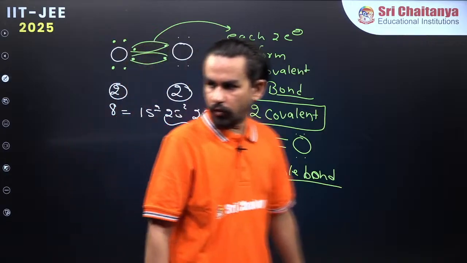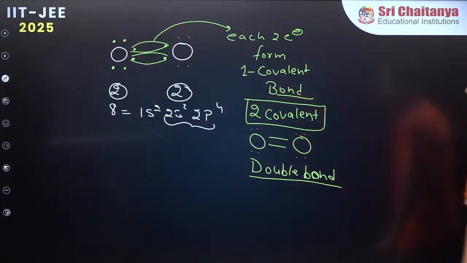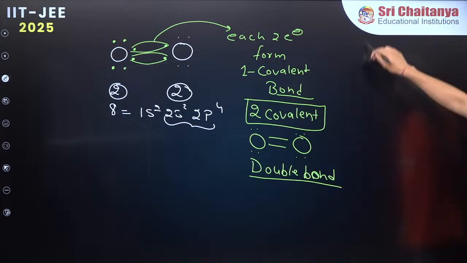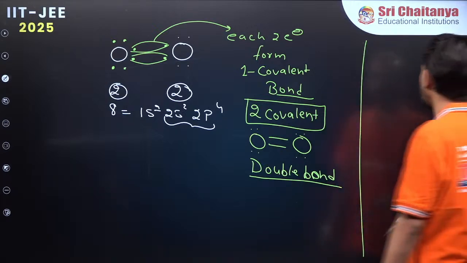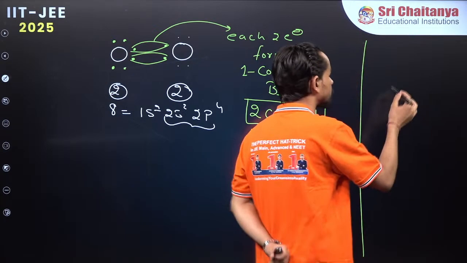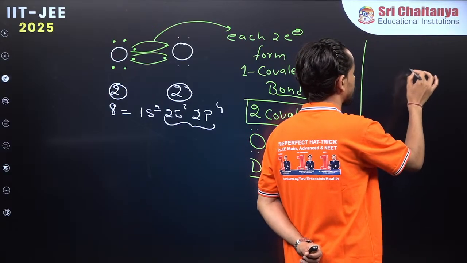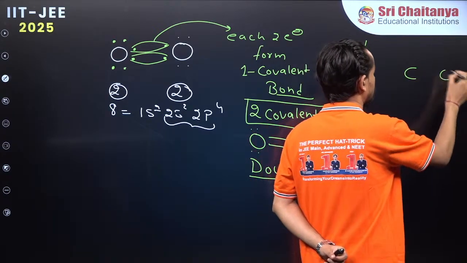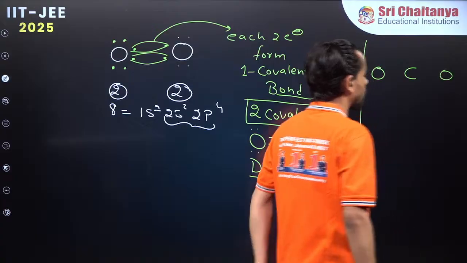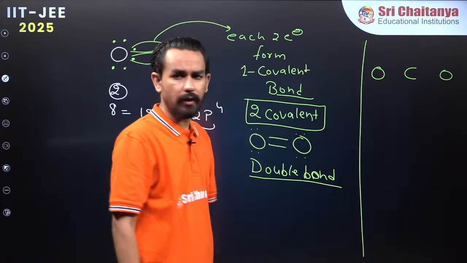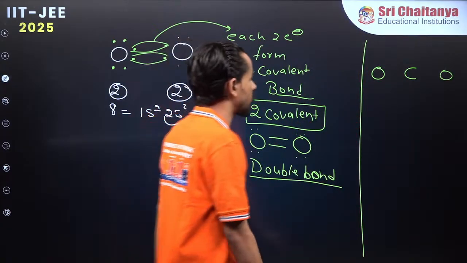I think that's it. Anybody has any kind of doubt till here? If no doubt is there, then tell me. Okay, tell me. What will happen to these? How many electrons they need to share?